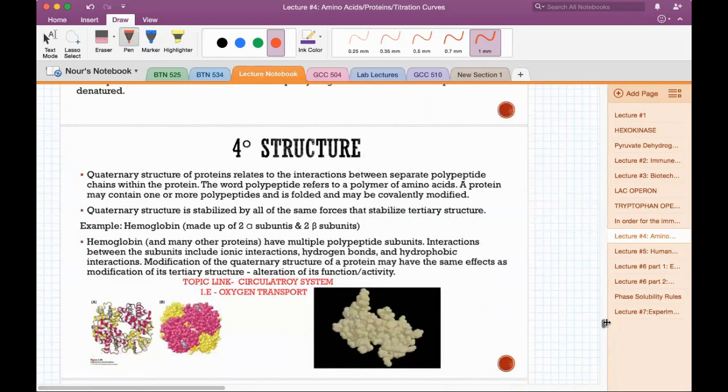You don't really need to know that. I don't really know many groups that discuss it, but quaternary structure of proteins relates to the interactions between separate polypeptide chains within the protein. A main example of this is hemoglobin. I don't really see many questions discussing it, but you just need to know what it is. Remember, hemoglobin is that thing in the red blood cells that takes in the oxygen when you want it and releases it when you don't.